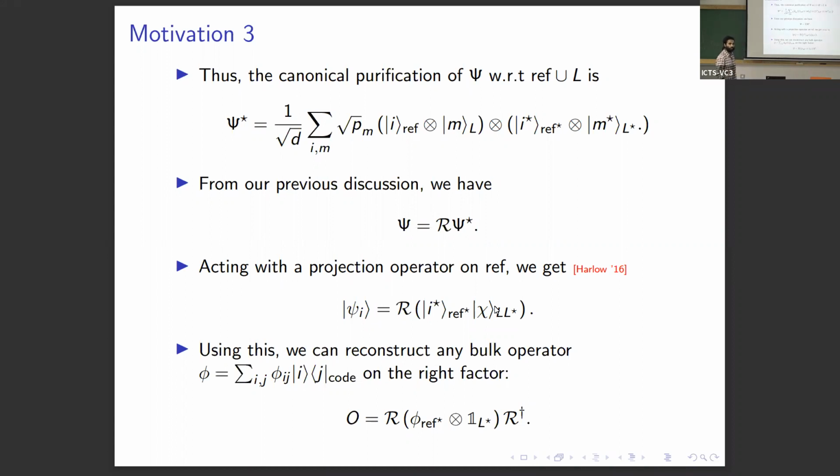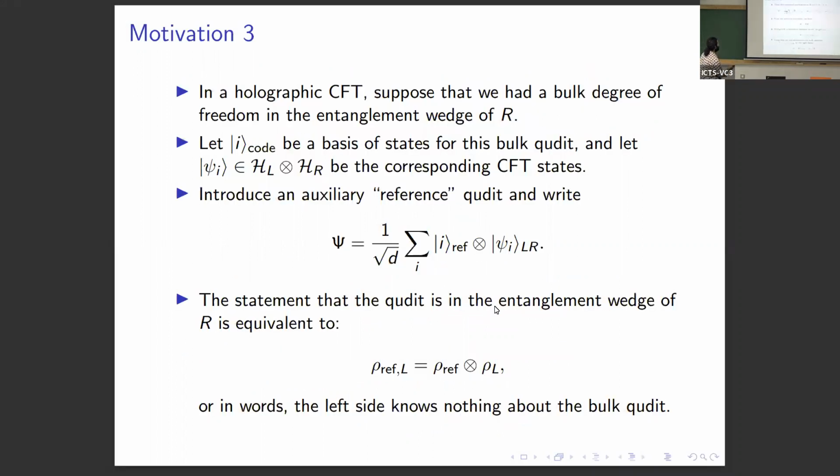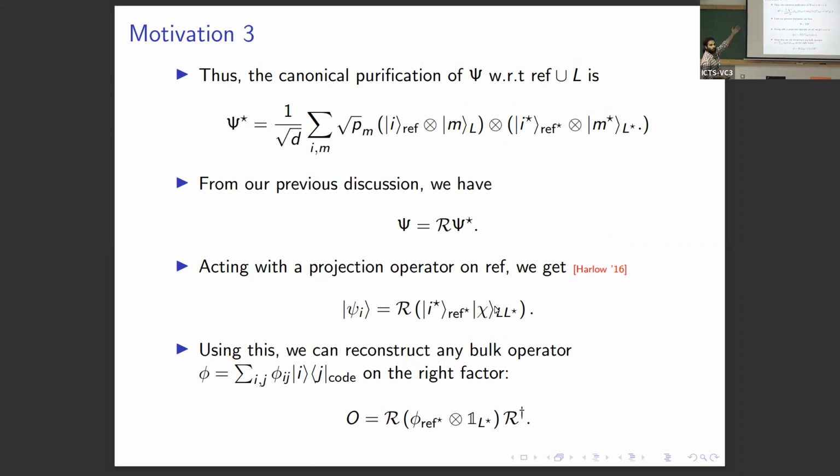R is not even an operator in the right CFT, right? It maps the reference star L star system to the R system. So in particular, what R dagger will do is that it will map the right CFT to the reference star L star system. Then you will act this phi on the reference star system, and then R will map you back to the right system. So this whole thing is an operator on the right system.